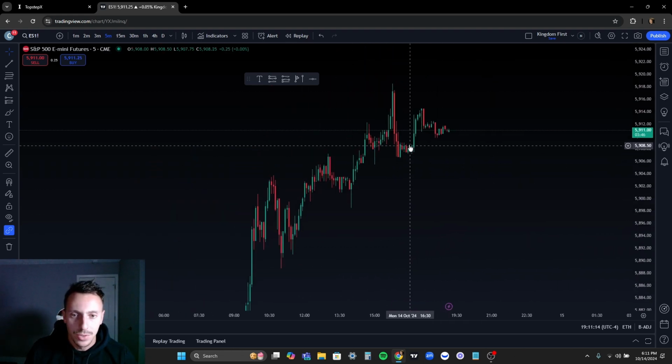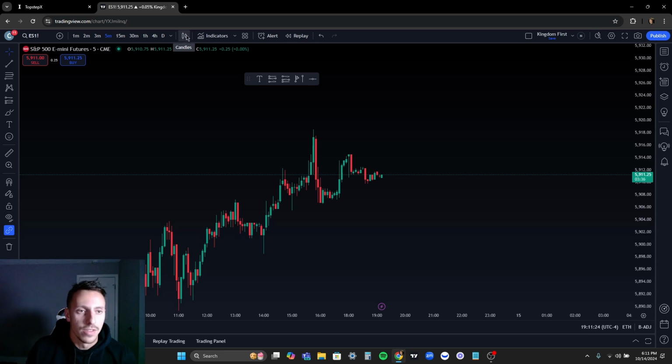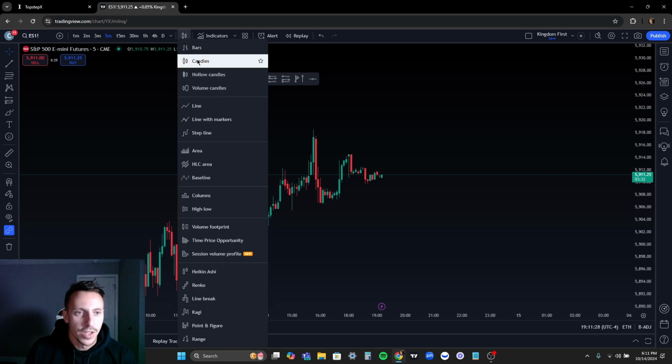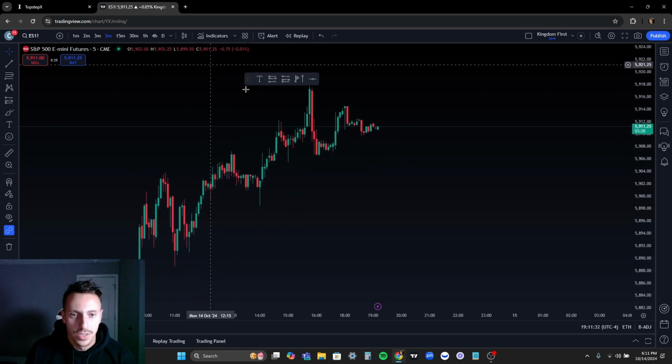As far as the candles go, like I said, these are candlesticks. The chart should come default with the candlesticks on. If not, you can click this button right here. Click that and just make sure you have candles selected. And when you do that, you're all set.